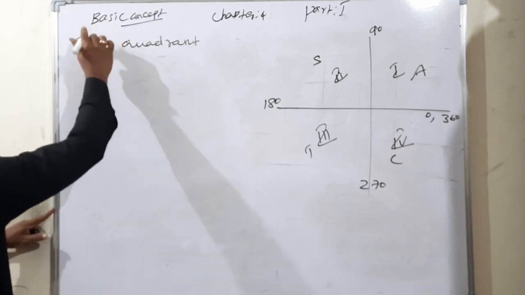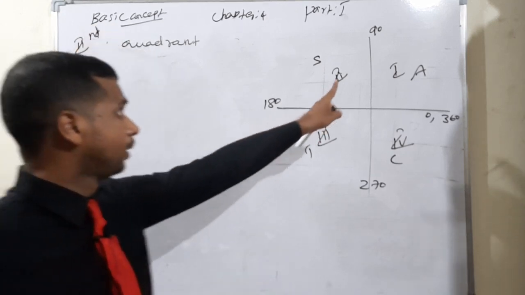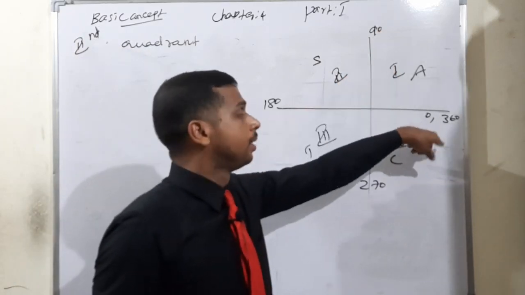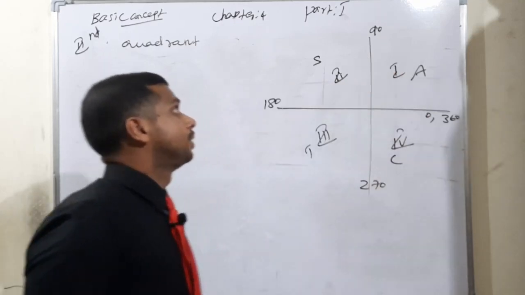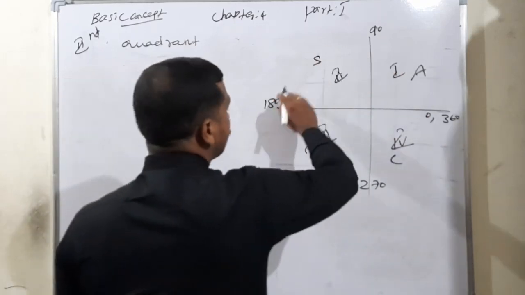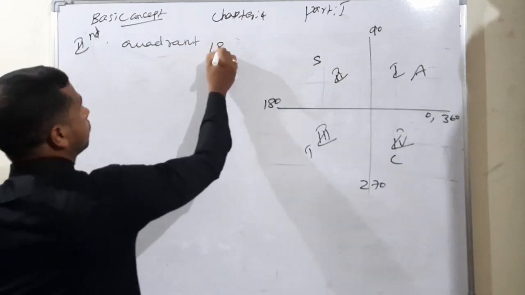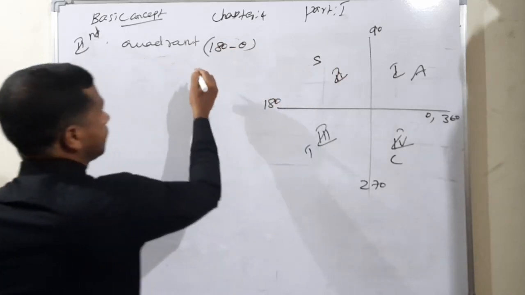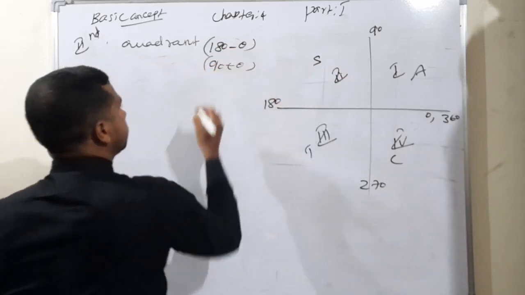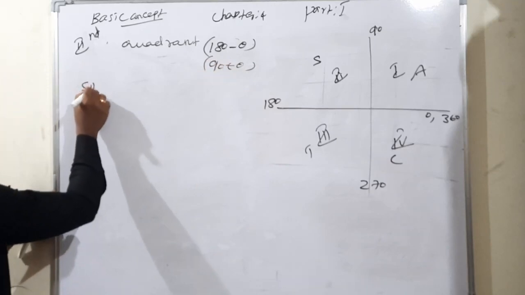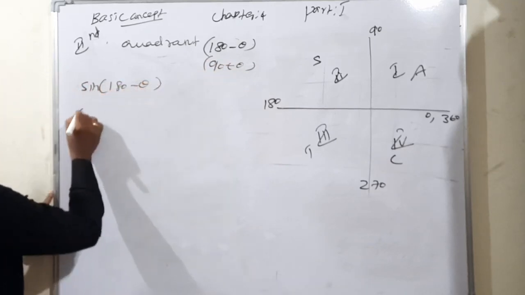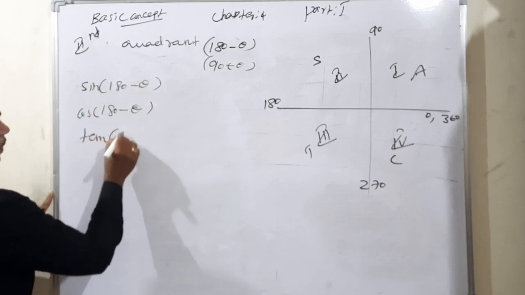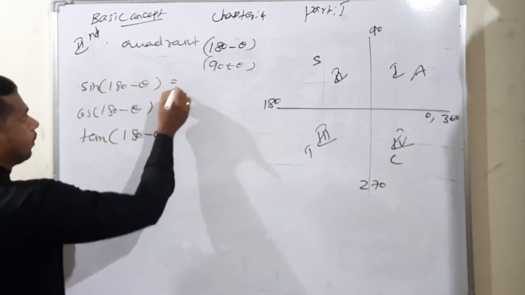So second quadrant, what is the meaning of second quadrant? Clockwise means 180 minus theta. Counterclockwise means 90 plus theta, isn't it? 90 plus theta. One by one: sin 180 minus theta, cos 180 minus theta, tan 180 minus theta.